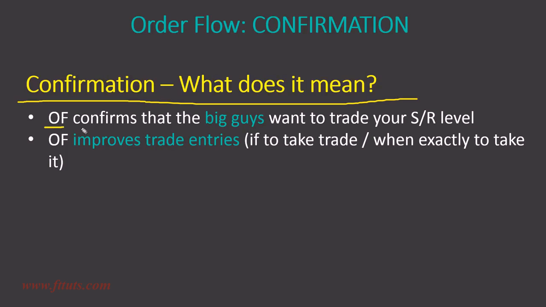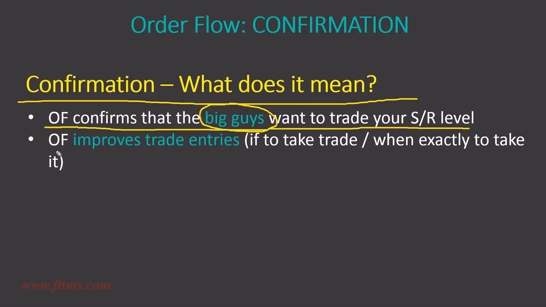The order flow confirms that the big guys want to trade your support and resistance level. The support and resistance level which you found, then the order flow can identify if the big guys who move and manipulate the market are also interested in that level. So that's the first meaning.